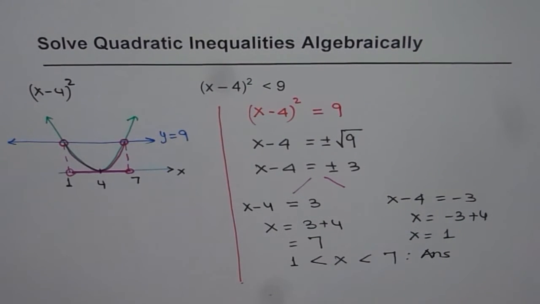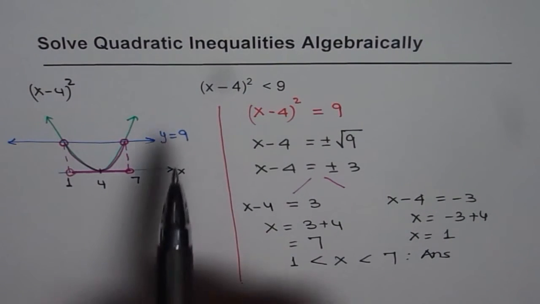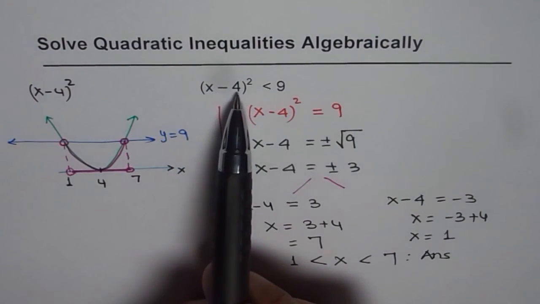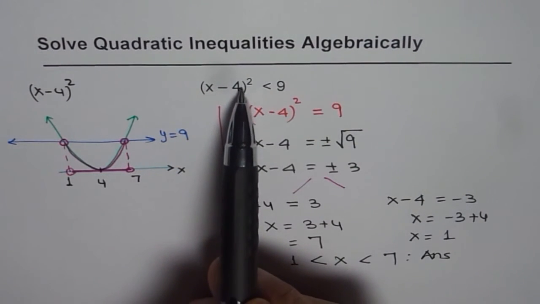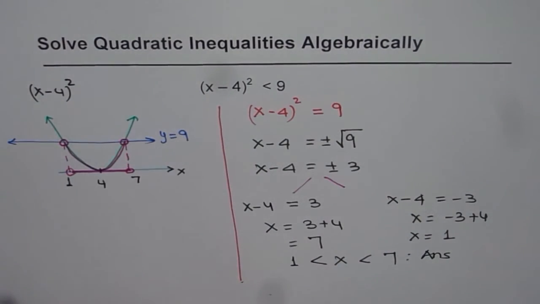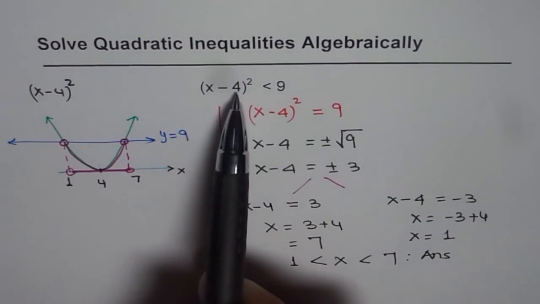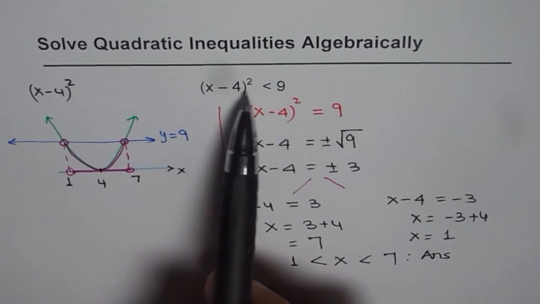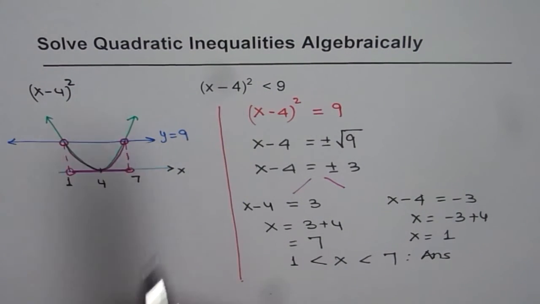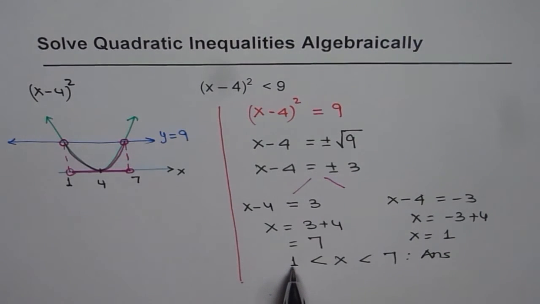So that is how you have to solve inequalities when quadratic expressions are involved. The answer is x is greater than 1 and less than 7. You can always test with your points. If you put 8 there, 8 minus 4 is 4 and 4 square is not less than 9, correct? But 7 will give me equal to 9. Anything less than 7 will be less than 9, and more than 1, correct?